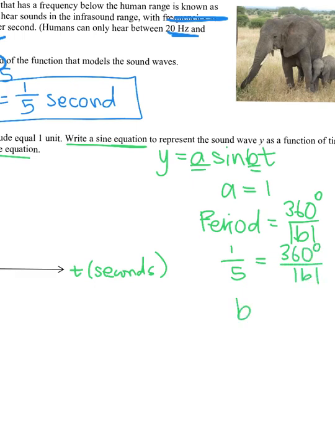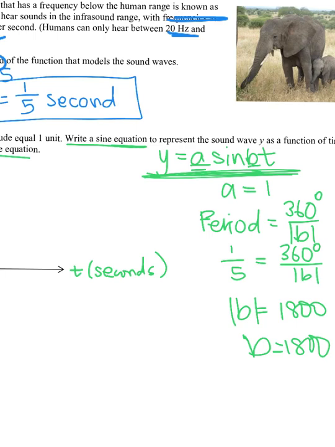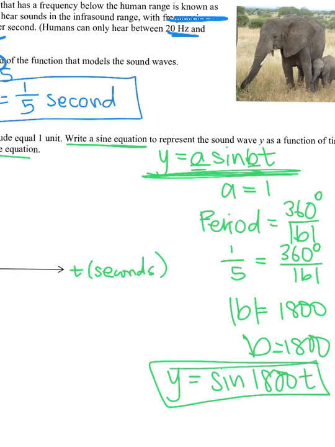So solving for that, we get b is equal to 1,800. I'm also assuming that will just be positive and that there's no reflection. So a is 1, b is 1,800. Putting that back into the general equation gives y equals sine of 1,800t. And that is my equation.